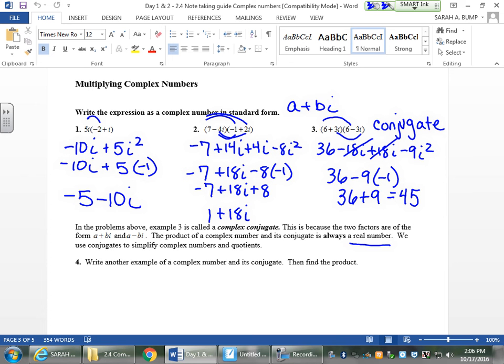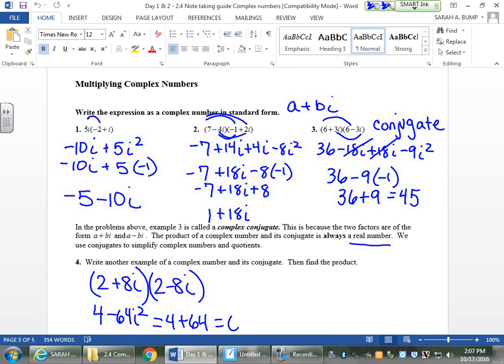So you guys could write your own example if you wanted to of multiplying a complex number by its conjugate. So hit pause, try one on your own. This will be mine: 2 plus 8i, 2 minus 8i. And if I multiply my example, remember the middle terms will cancel. So I really will just get 4 minus 64i squared. i squared is negative 1 times negative 64. So this will become 4 plus 64. My answer would be 68. Real answer, real number.